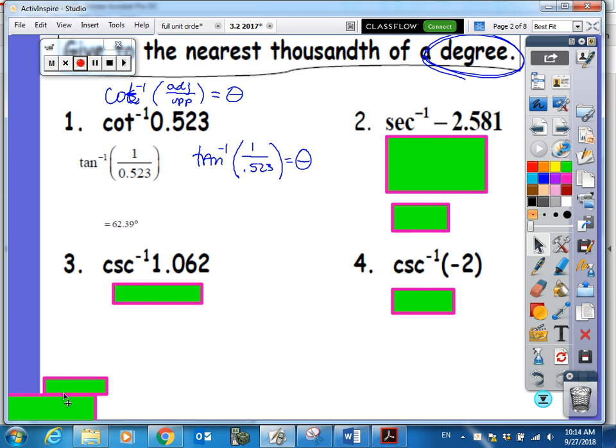The reason I knew to use degrees is because the directions told me. If the directions said radians, I would need to be in radians. So on these inverses, the directions have to tell you what mode to be in. The calculator can be either.